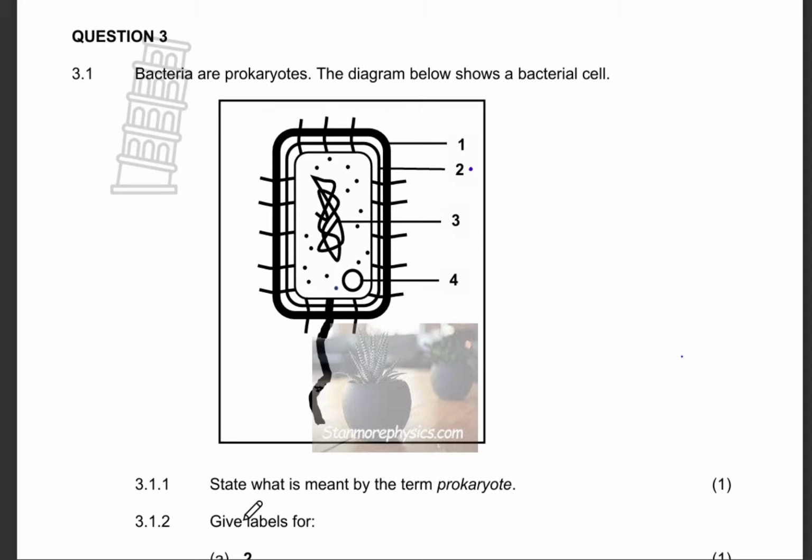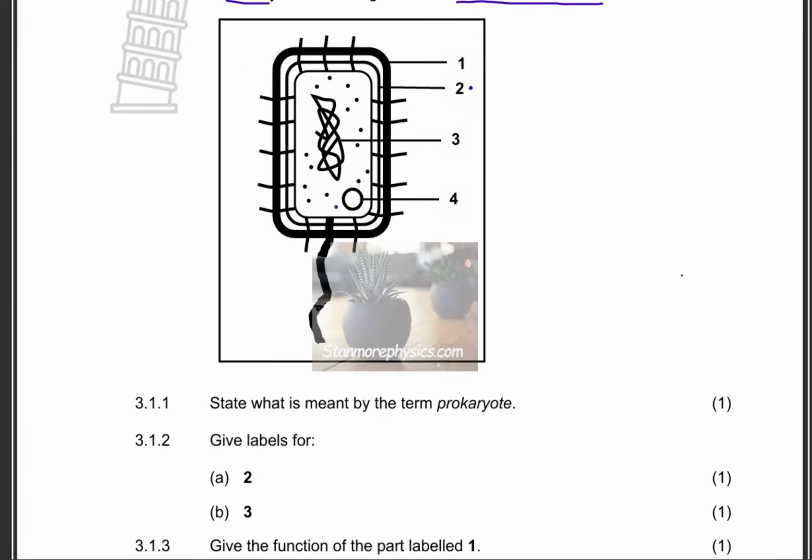Hello everyone, let us answer this question from a previous Life Sciences grade 11 question paper. This particular question is from the topic microorganisms. So 3.1, bacteria are prokaryotes. The diagram below shows a bacterial cell. The first question, state what is meant by the term prokaryote.